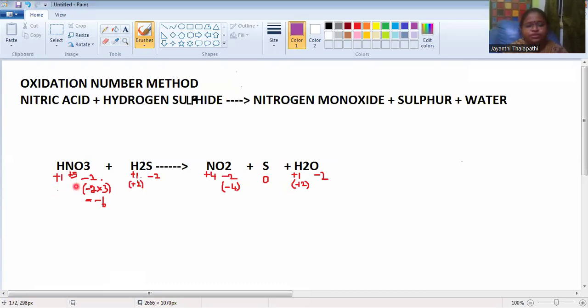Okay. In the same way, sulfur is -2. Over here hydrogen is +1, so two hydrogens are there, right? So +2 -2, the sum of oxidation numbers is 0.